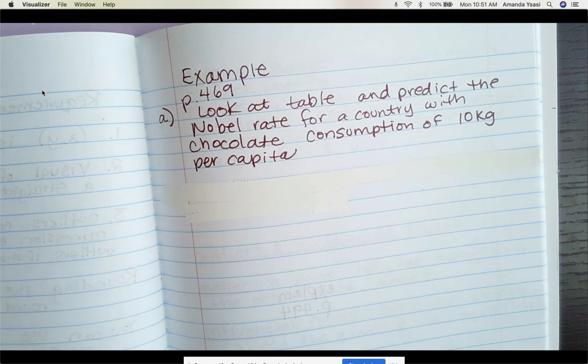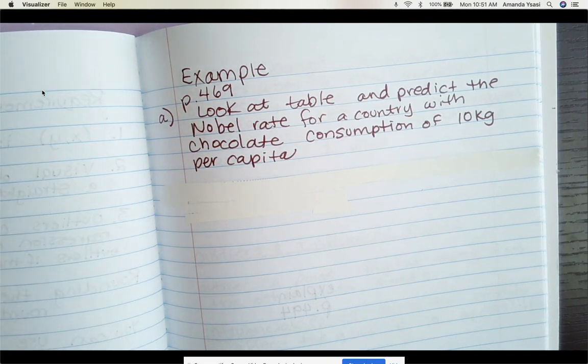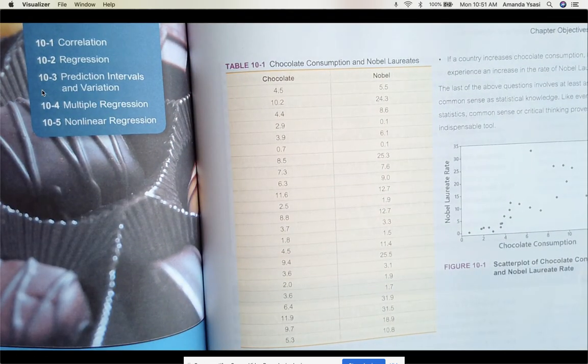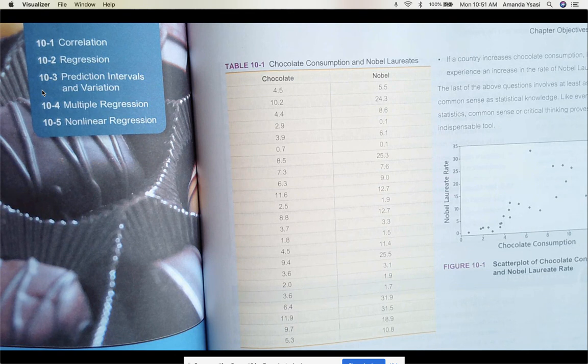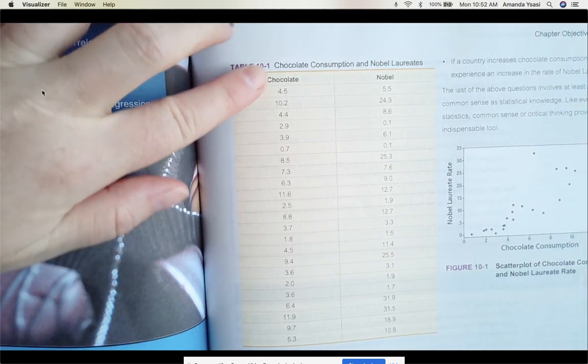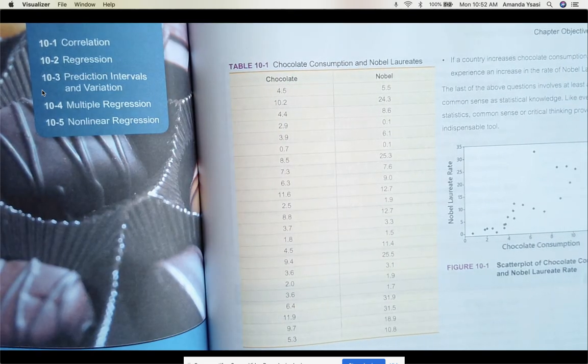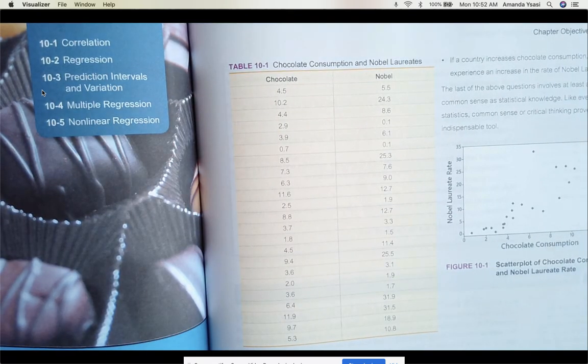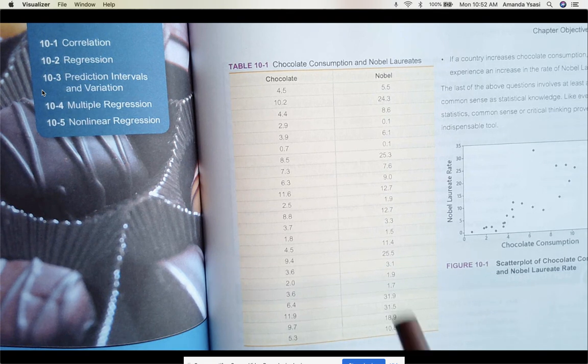I'm going to look at page 469 in my textbook. It says chocolate consumption and Nobel laureates. So we have chocolate and we have Nobel. If a country increases chocolate consumption, is it likely to experience an increase in the rate of Nobel laureates? Okay, so here's the data.